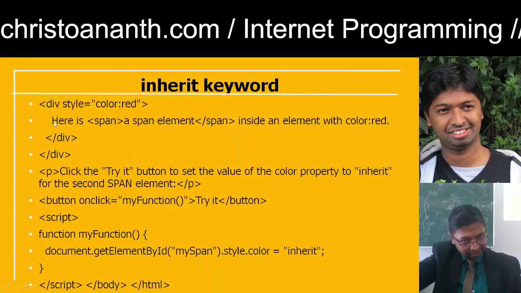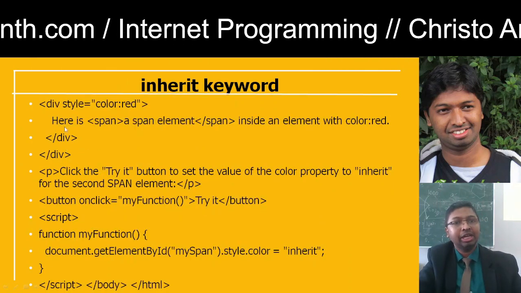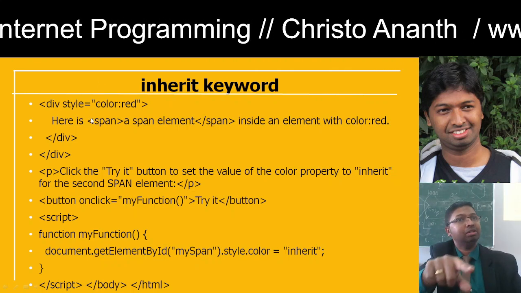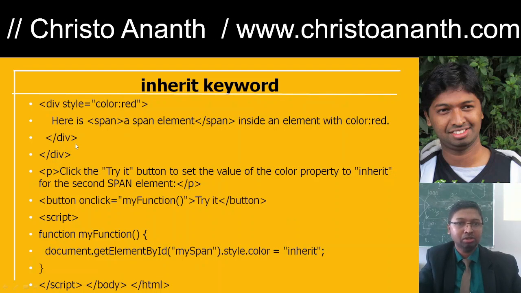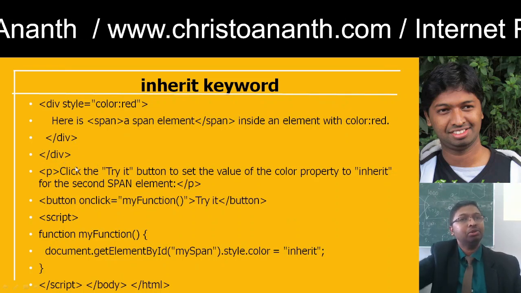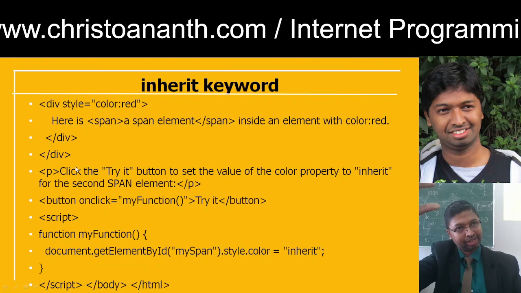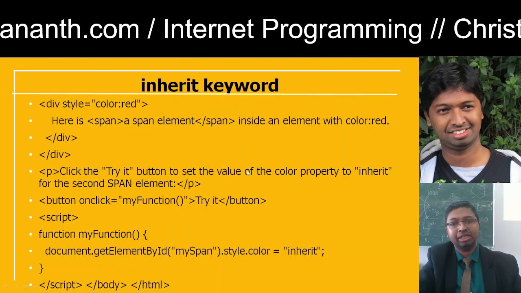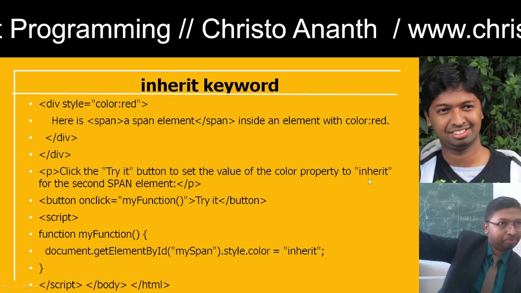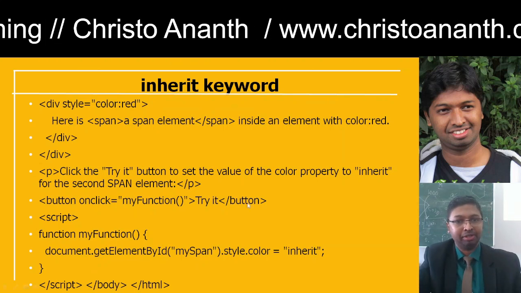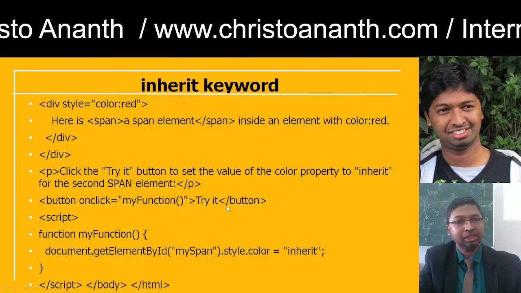Then again div style color red. Here is the span, a span element, that's a box, inside an element with color red, close the div once again. Then you go with the try it button. That try it button is going to set the value of the color property to inherit from the parent to the children. So from the parent it will be inherited, and on button click, my function try it runs.